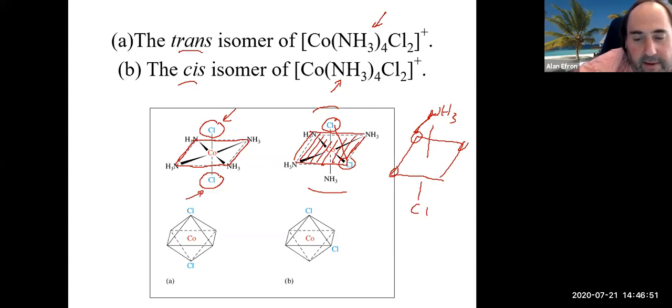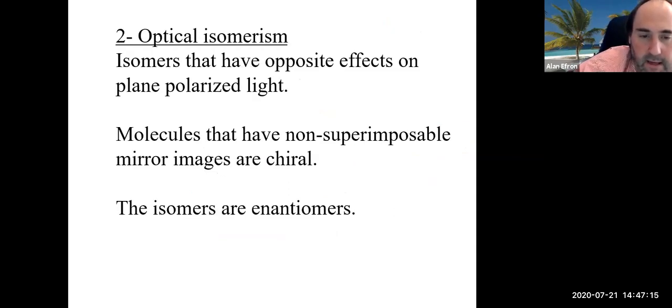So again, we want to compare the same groups there, but sometimes the isomers, the cis and the trans, are really difficult, because it's very hard for a lot of people, myself included, to visualize three-dimensional space and everything happening. So there are also optical isomers, like we talked about as well. These are isomers that have opposite effects on plane polarized light. And certain molecules have what are sometimes referred to as non-superimposable mirror images.